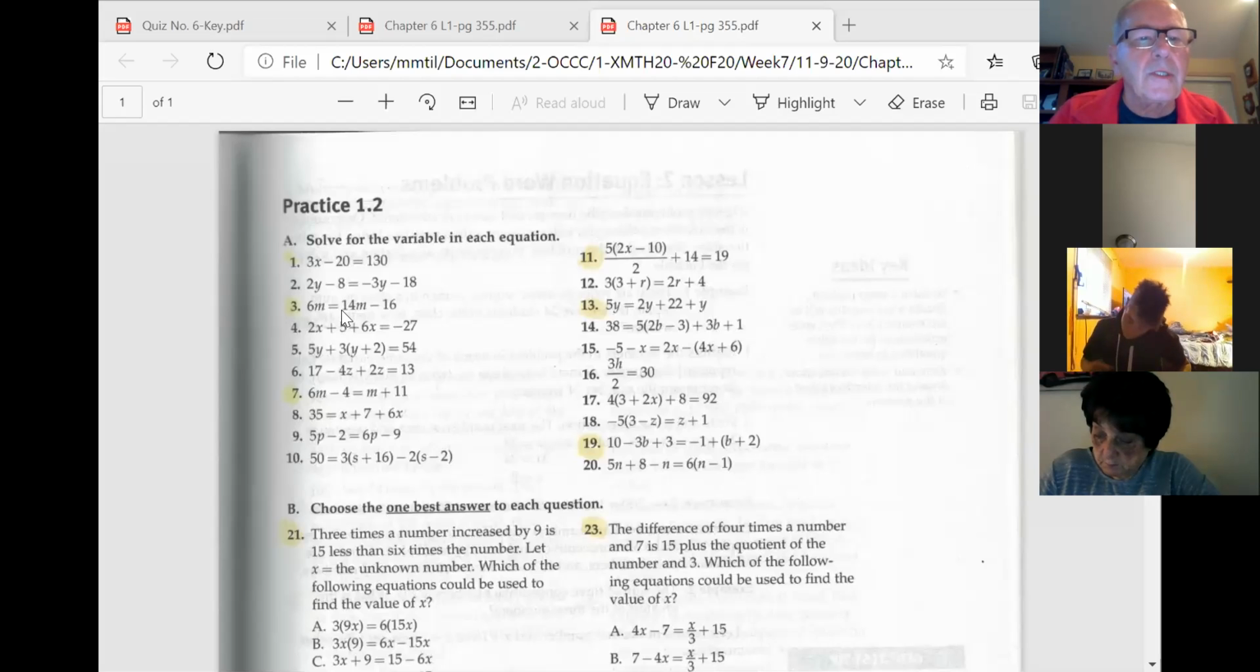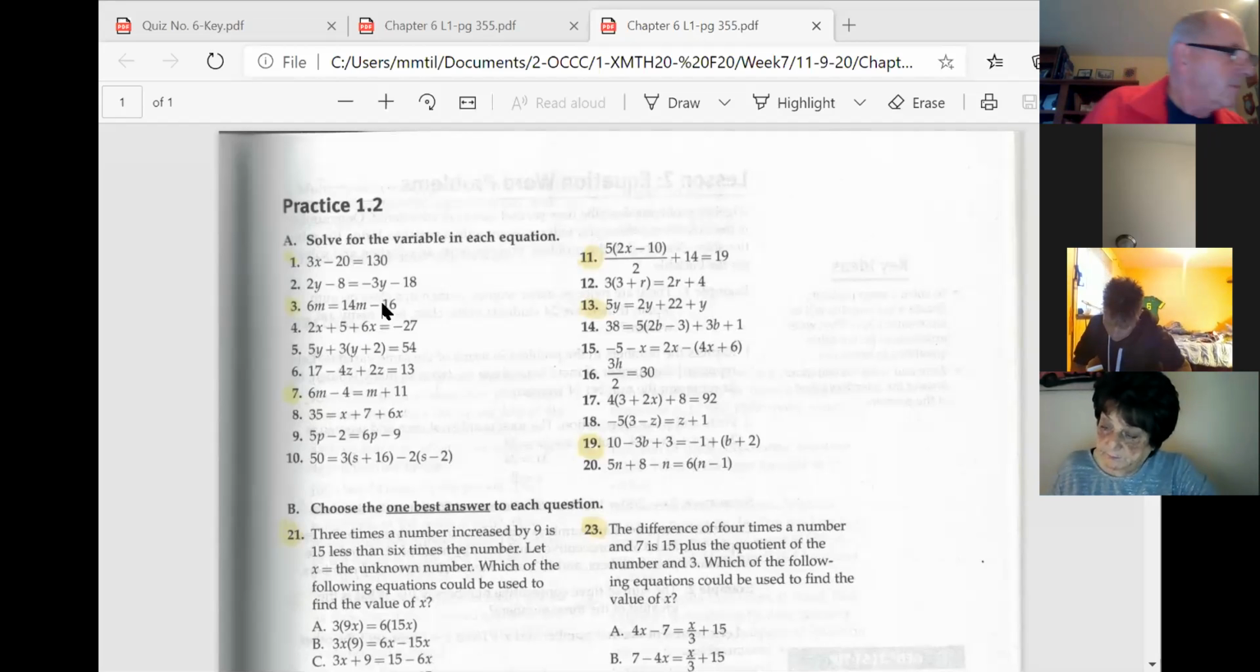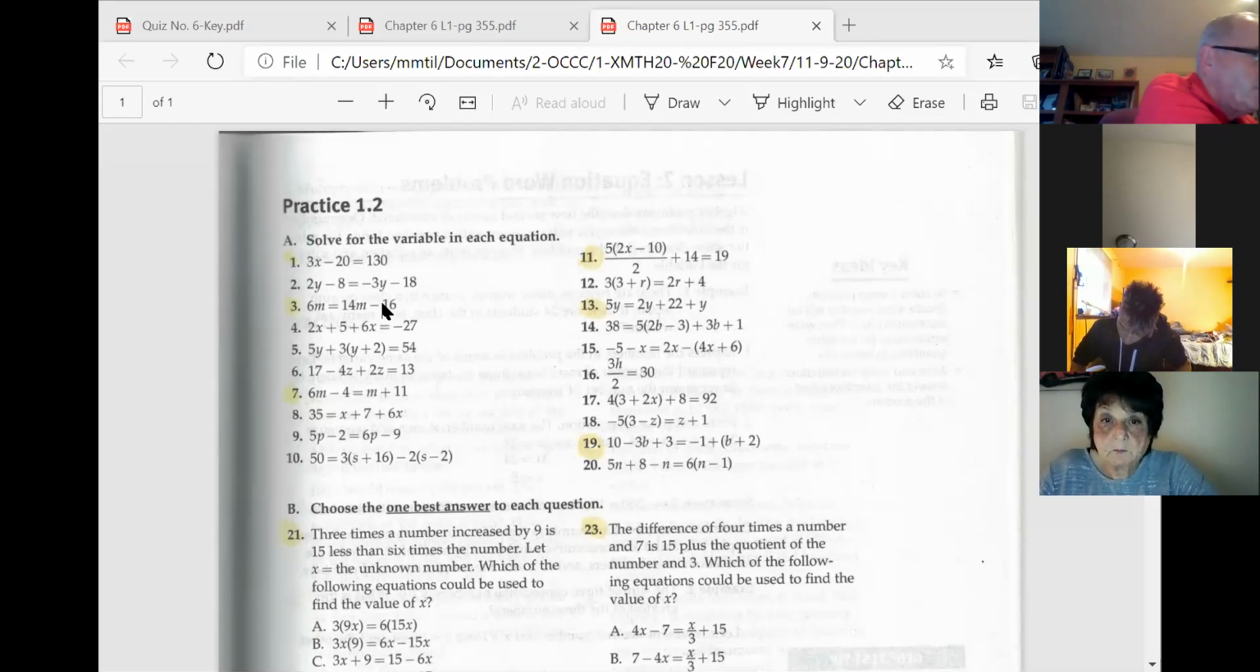Okay, number 3: 6m is equal to 14m minus 16. I'm going to write it down so I can put it on my board here. Just a minute. 6m is equal to 14m minus 16. Okay, so, stop sharing that. Back here.